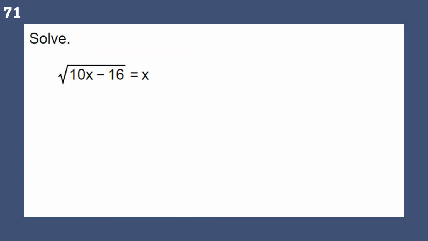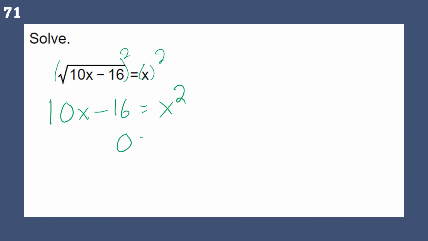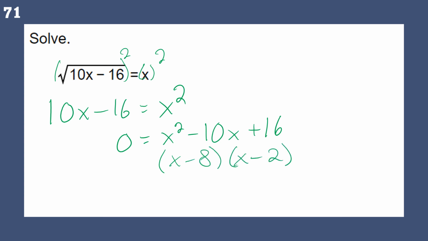Solve this. The radical is already by itself, so I'm going to square both sides. And now we get 10x minus 16 equals x squared. Now I've got a quadratic, so I'm going to solve it by factoring, by getting it all equal to 0. So I'm going to leave the x squared over there and bring over everything else. x squared minus 10x plus 16. So the two numbers that jump out to me are x minus 8 and x minus 2 equals 0. And again, when I solve by factoring, that means I know that my true answers are x equals 8 and x equals 2.